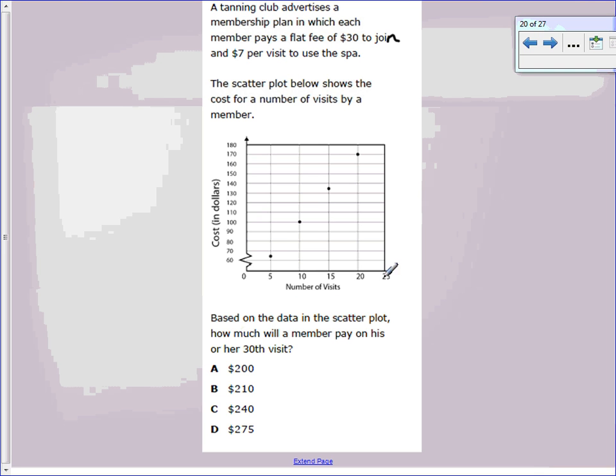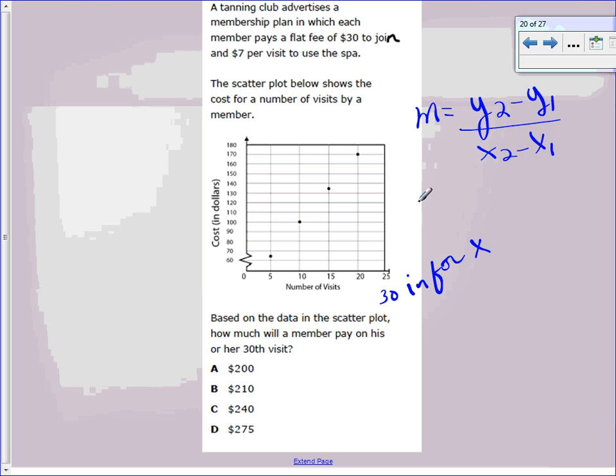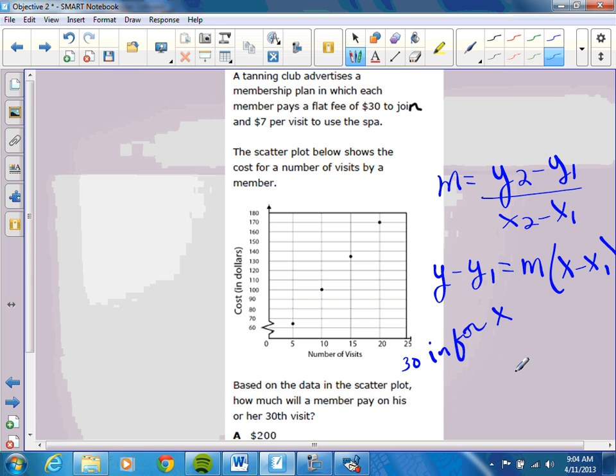So here's what you need to do. You need to be able to write that equation, okay, and plug 30 in for X. They have to pay for the amount of times they go. So here's what we're going to do. You guys need to know your slope formula, y2 minus y1 over x2 minus x1. Your point-slope formula, y minus y1 equals m times x minus x1. I want everybody to work on this right now. I'm going to go around, and this is the last problem for today. Got it.